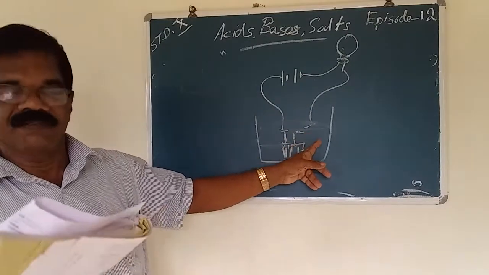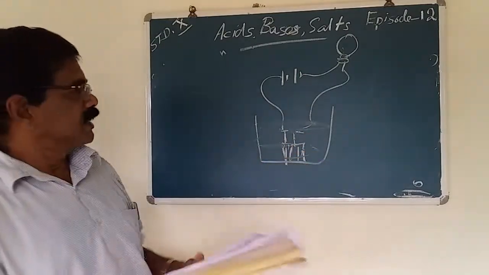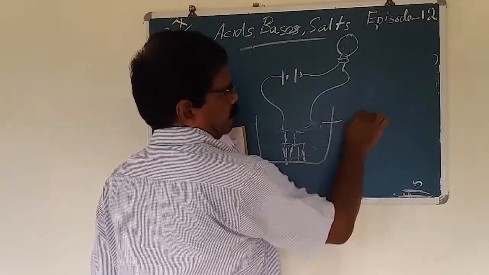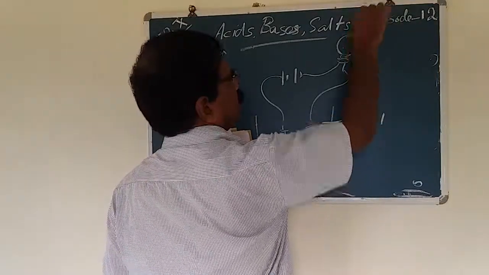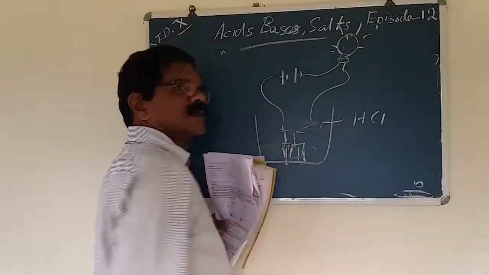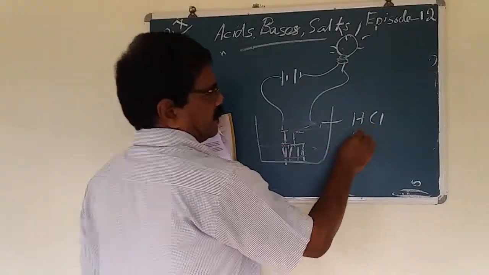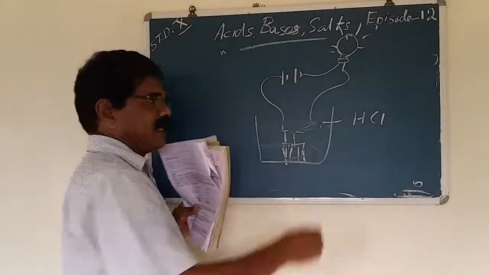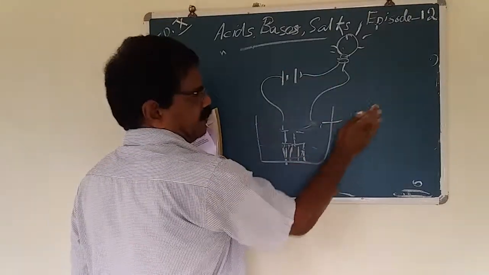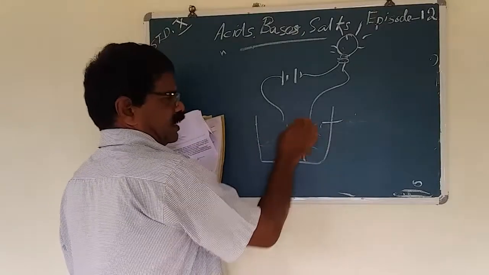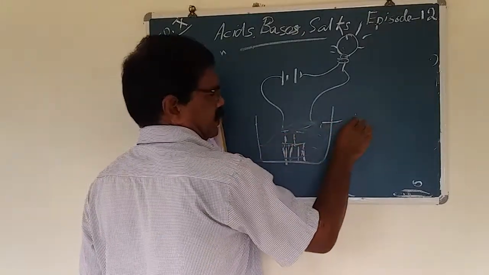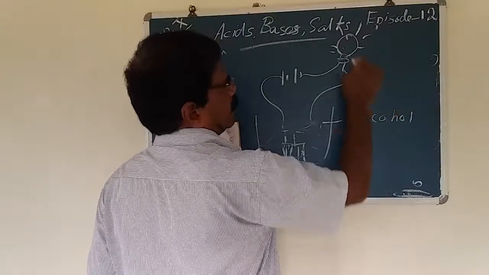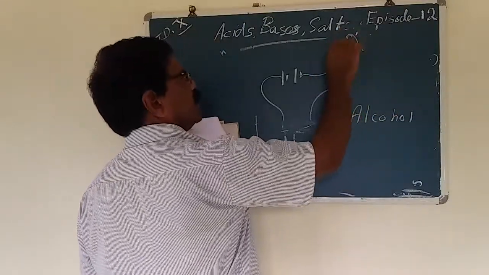Then fill the vessel with the solution of hydrochloric acid. When HCl is taken, the bulb glows. When H2SO4 is taken, or when acetic acid is taken, the bulb also glows. When we replace the liquid inside with alcohol, the bulb does not glow.